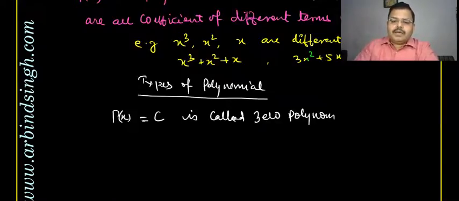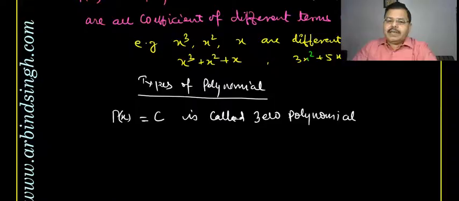Zero polynomial, depending upon degree. Degree is zero. Here, this is called zero polynomial, because the number of terms is only one and that is the constant term. So it is called zero polynomial.